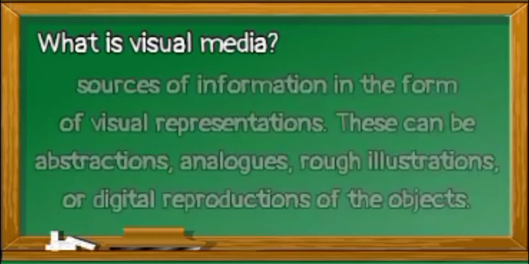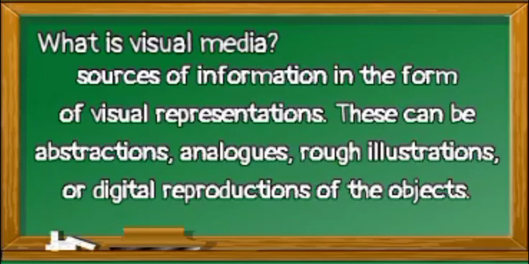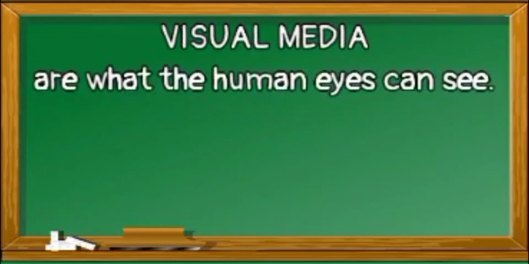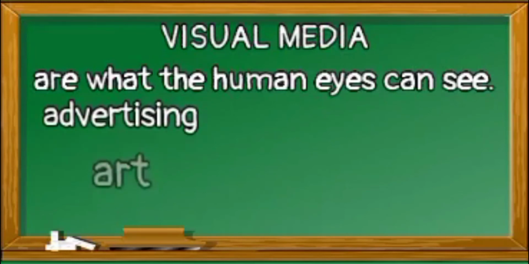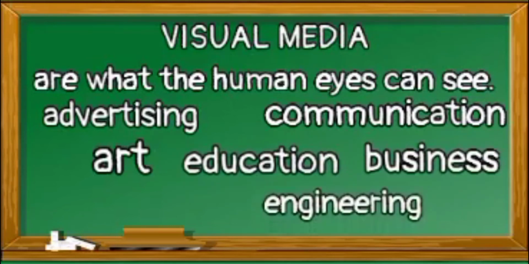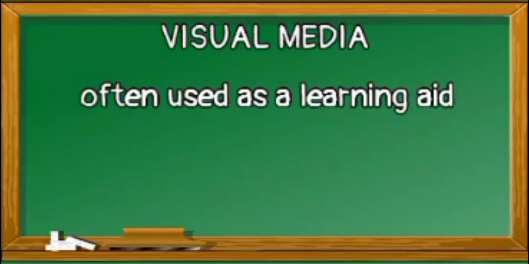What is visual media? Sources of information in the form of visual representations. This can be abstraction, analogs, rough illustrations, or digital reproduction of the object. There could be an interpretation of data, and sources may be hosted on the internet, printed in publications, displayed through broadcast media, and in many other ways. Visual media are what the human eyes can see, like advertising, art, communication, education, business, and engineering, and also often used as a learning aid.